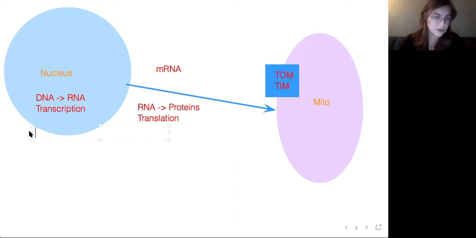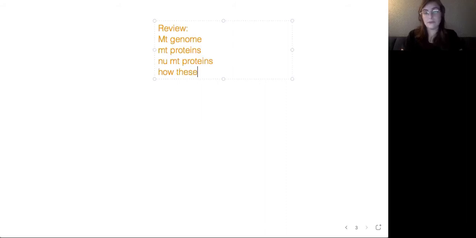I also wanted to note that there are about 1,500 proteins that are encoded by the nucleus destined for the mitochondria. So there are a ton, and that's why I'm not going to really list any here. So just with all that in mind, I wanted to review what we covered. I discussed the mitochondrial genome, mitochondrial encoded proteins, nuclear encoded mitochondrial proteins, and then how these are directed to the mitochondria.